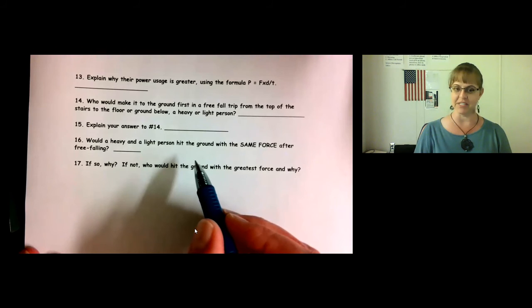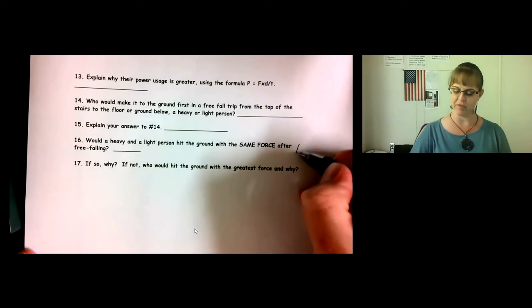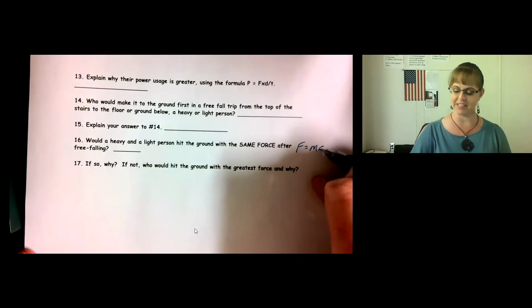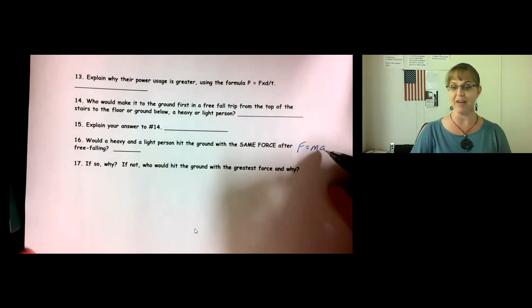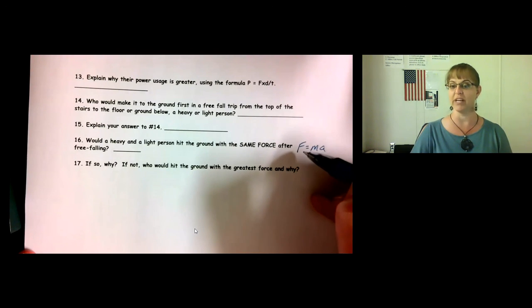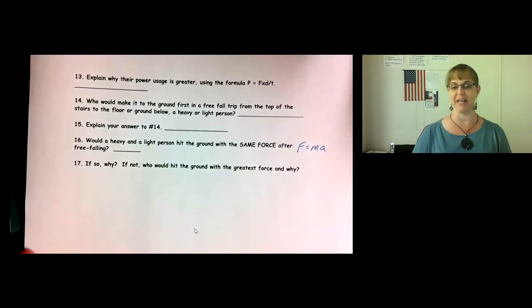Number 16, would a heavy and a light person hit the ground with the same force after free falling? Remember, force is mass times acceleration due to gravity. The acceleration due to gravity is the same for everyone, but different people have different masses, different weights. Therefore, the heaviest person would hit the ground with the most force, and that will help you explain why.